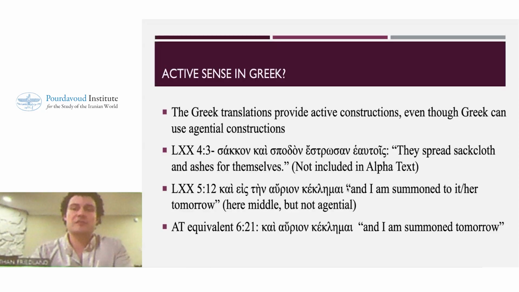Now, the Greek equivalents to the selected passages in the Masoretic Text of Esther seem to complicate the agential readings, but actually they strengthen them. These Greek passages do not employ agential constructions, though they are known in Greek, and sometimes they offer an active construction instead, so they spread sackcloth and ashes for themselves. Initially, this appears to be a strong argument against the presence of the agential constructions in Esther. However, an investigation of the Greek renditions of Hebrew and Aramaic agentials tempers this counterargument.